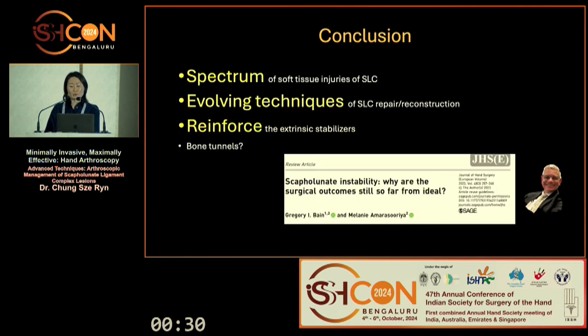So in summary, we do not know the right answer. There is a spectrum of soft tissue injuries in the scapholunate complex. And arthroscopic management or arthroscopic assessment is an essential tool to assess which part of the complex is affected. The technique of scapholunate reconstruction and repair is evolving. There's been a role in volar capsulodesis and so on as well. And essentially the aim and the concept is to reinforce the extrinsic stabilizers. Whether bone tunnels is good or not, we do not know. There is no right answer to it, but of course Greg Bain has shown that bone tunnels may cause problems with chiseling and so on. So yes, that's my conclusion for now. Thank you.